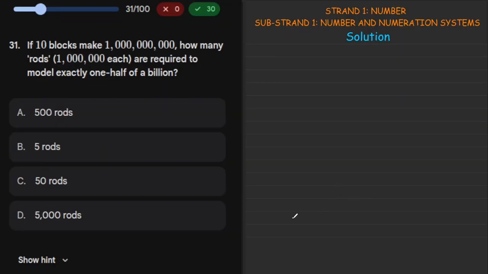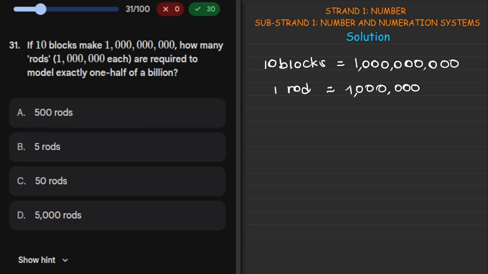So, question number 31, it says, if 10 blocks make a billion, how many rods? And we are saying one rod is what? Just 1 million. So, how many rods are required to model exactly one half of a billion? Looking at what we have over here, here are the 10 blocks, and 10 blocks are giving us a billion. You see, then just one rod is 1 million.